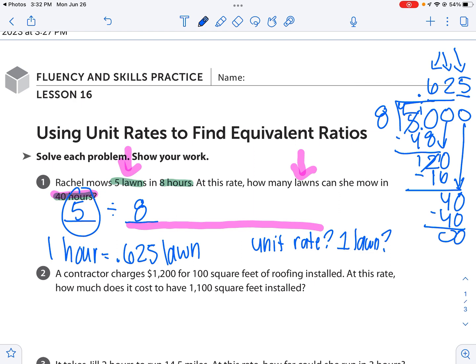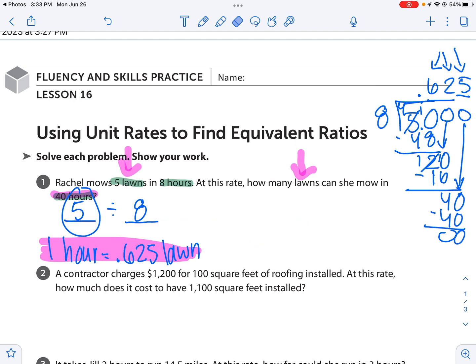What I need to do now is I'm going to go back and read the question and see what is the next step. So it says Rachel mows 5 lawns in 8 hours. At this rate, and by this rate they mean this right here that we just found. At this rate, how many lawns can she mow in 40 hours? Okay, so I'm going to erase some of this so I have more room. So let's see. I'm going to just rewrite what I have there in pink. 1 hour is 0.625 lawns.